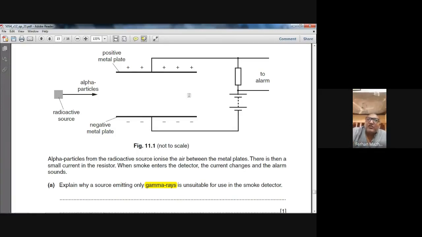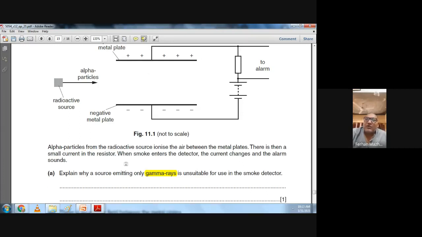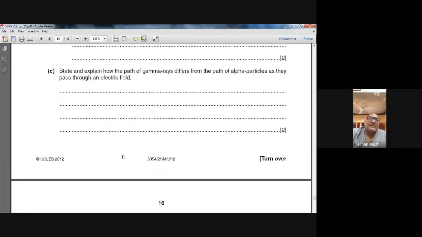So when they are passing through these plates, they will go undeflected. There will be no effect of this electric field on the gamma rays. They will go straight, no deflection, because the gamma rays are neutral. They don't have a charge on them. It's a 2-mark question. So I've written this answer also.